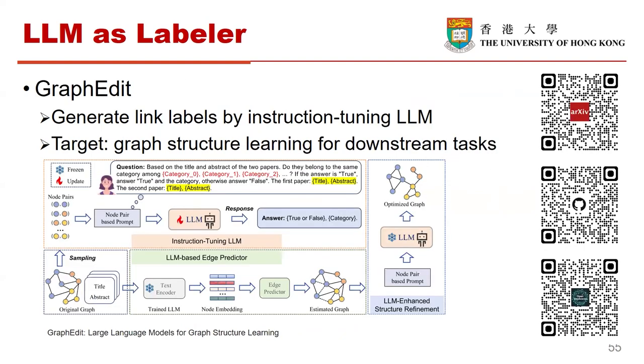While these methods generate node level labels using LLMs, we have also proposed an LLM-enhanced graph structure learning method named GraphEdit. The first author, Zirui Guo, is a research intern in our group. This method conducts instruction tuning for an LLM to generate accurate link labels for the graph structure learning task. Though there are no labels for the graph structure learning task, this method cleverly generates the instruction tuning samples by referring to the homogeneous training labels. To enhance the model efficiency, this method also proposes an LLM-based edge predictor for candidate pre-selection.